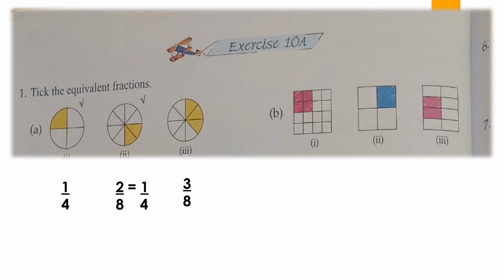In the same way, children, you have to do the B part. In the first figure, total parts are 16 and colored parts are 4. Now both of them come in the table of 4.